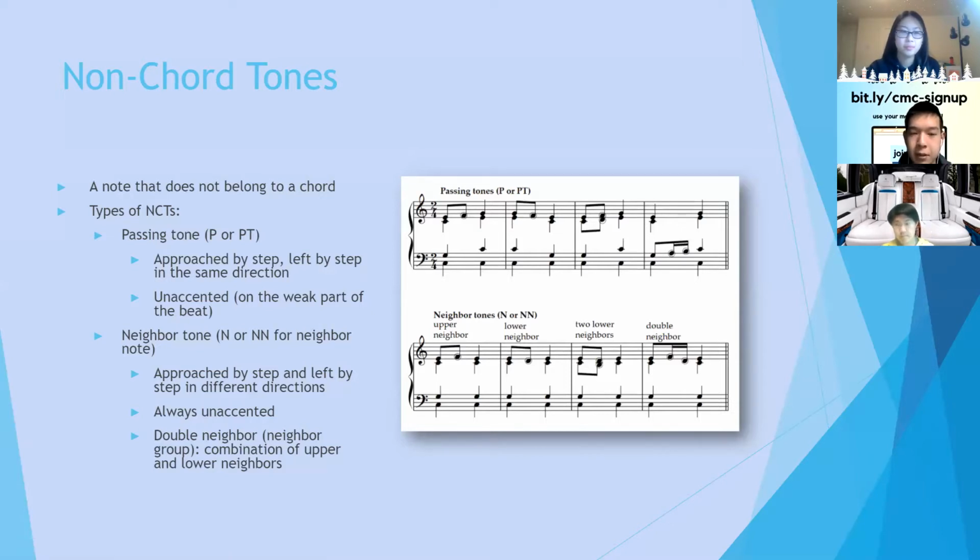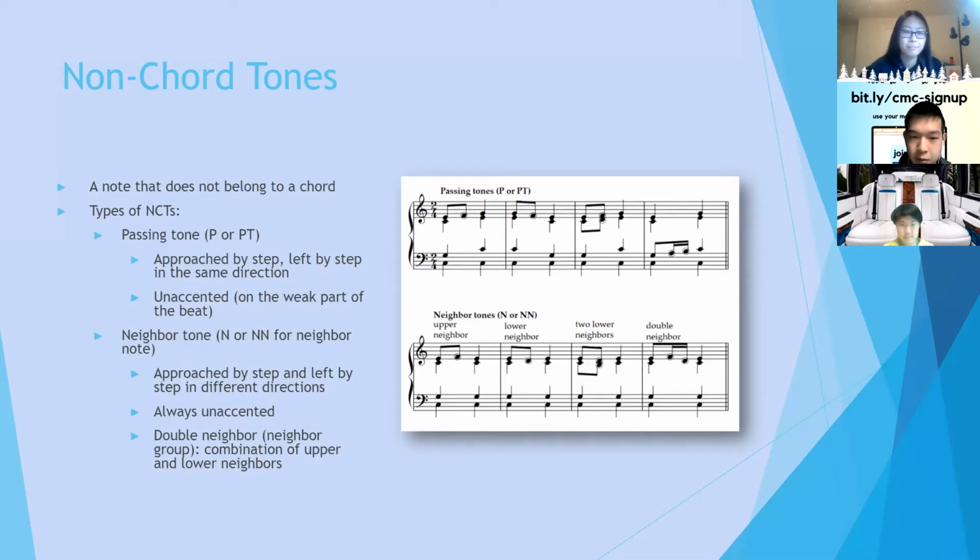So the passing tone, which is abbreviated P or PT, is approached by step and left by step in the same direction. As you can see in the picture on the slides, the passing tone would be the F right here in the soprano. And as you can see, it's approached by step and left by step in the same direction. And this can go in the other direction too, as in the second example. And it's unaccented, or on the weak part of the beat.